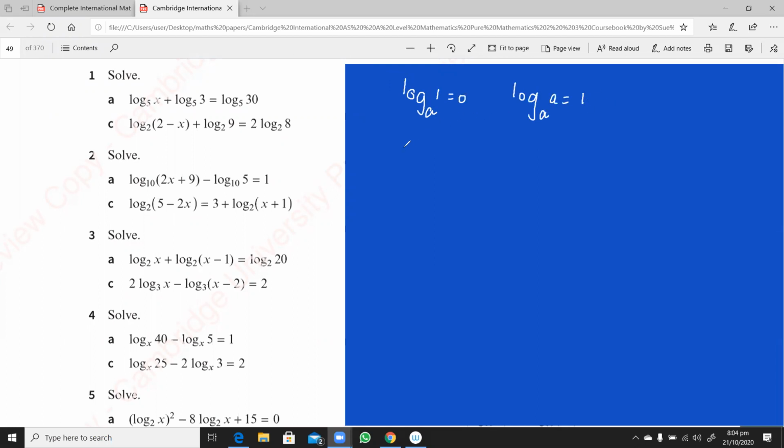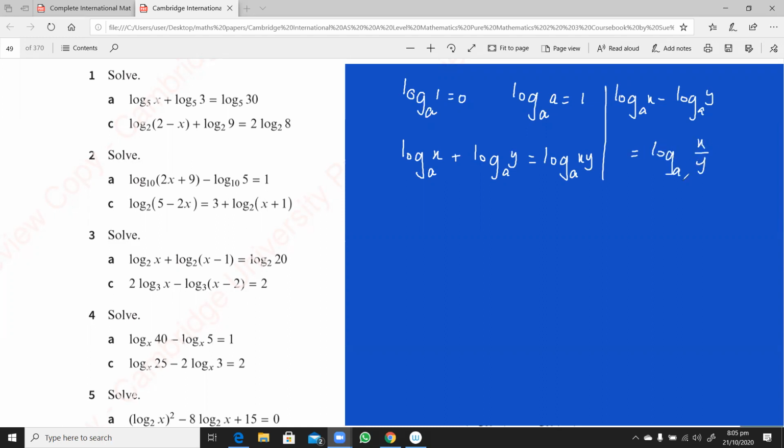And then if you have log to the base a of x plus log to the base a of y, this is the product rule, so you have log to the base a of xy. And similarly, if you have log to the base a of x minus log to the base a of y, that will be log to the base a of x over y.